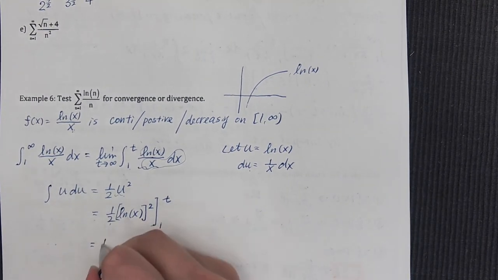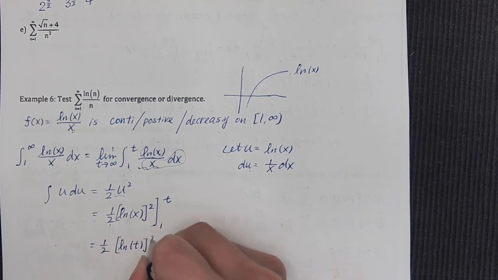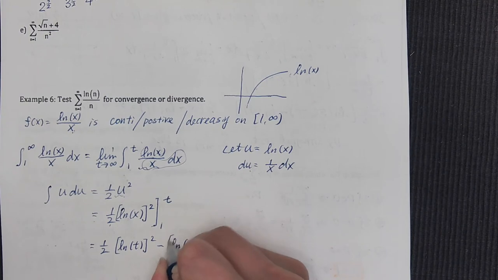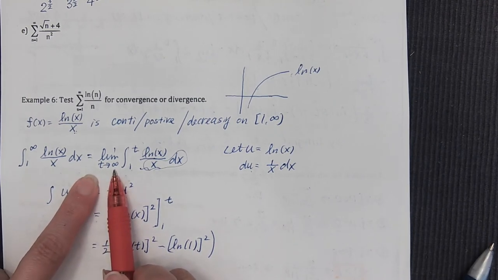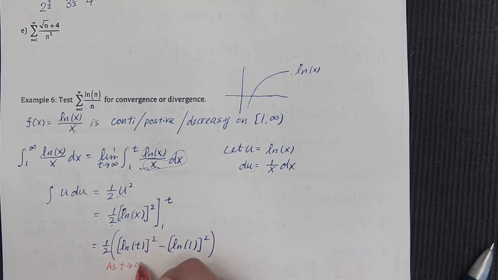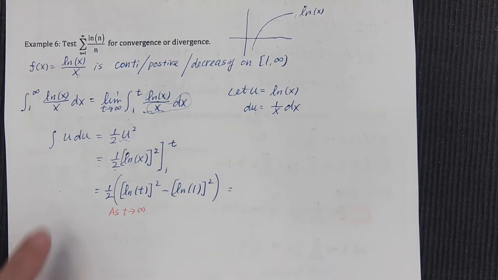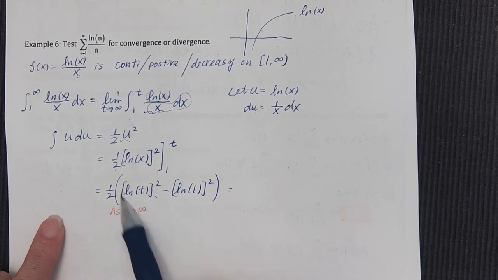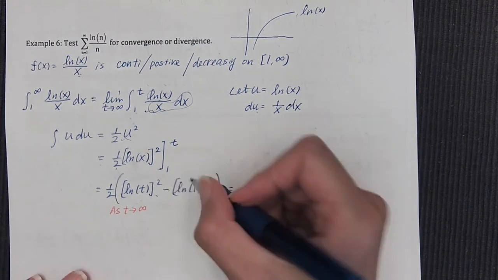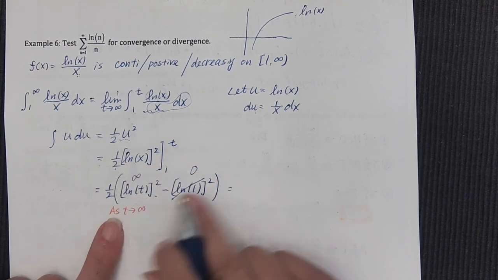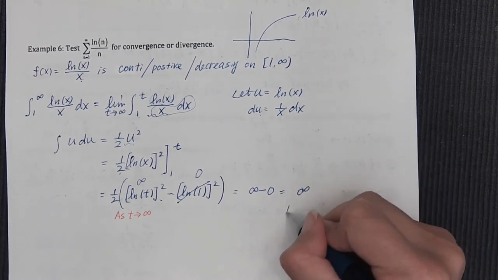So 1 half is a constant, I don't care. So it's natural log t squared minus natural log 1 squared, right? Then t goes to infinity. As t goes to infinity, what's really happening? It's a huge number minus, natural log 1 is 0. So it's infinity minus 0. The answer is pretty much infinity. That's why it's divergent. So everybody knows it's divergent.